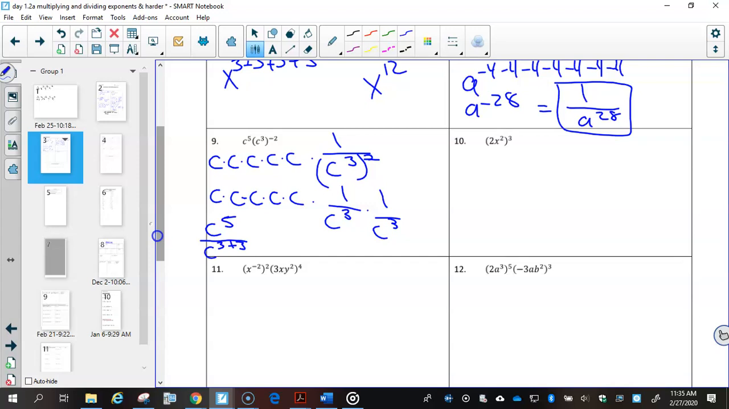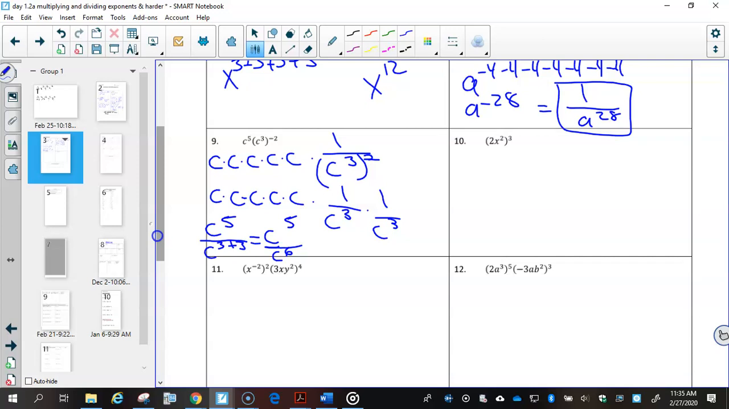To get c to the 6th. Oops, I read that backwards. It's not completely simplified, but we'll do that here in a second.